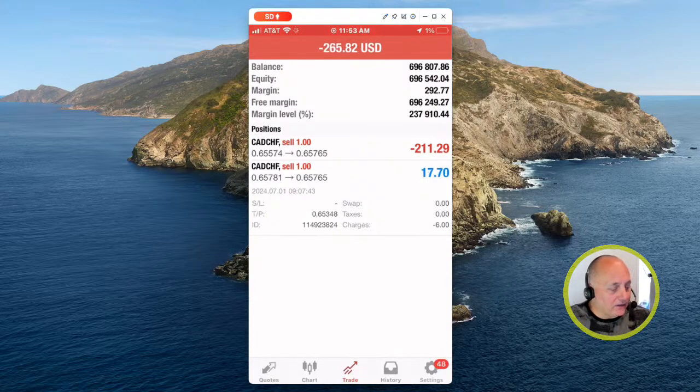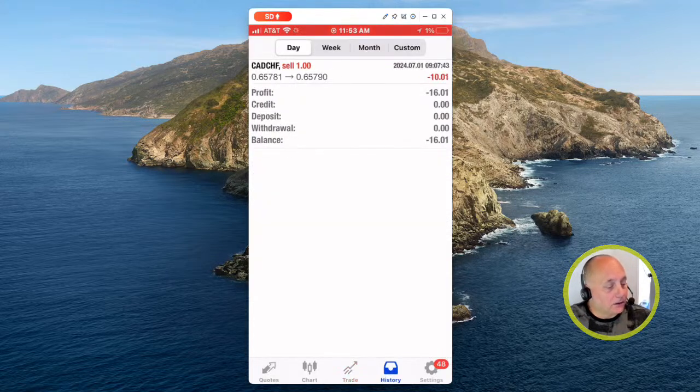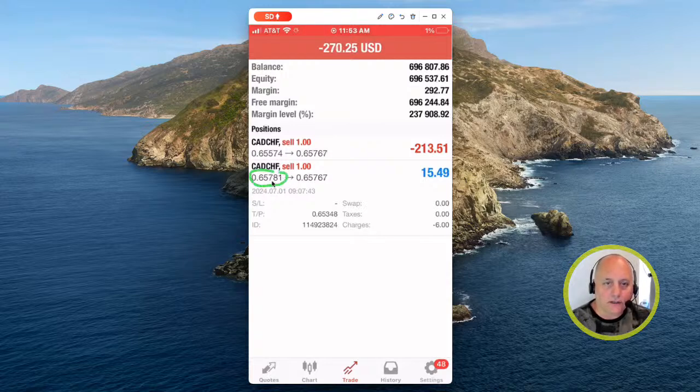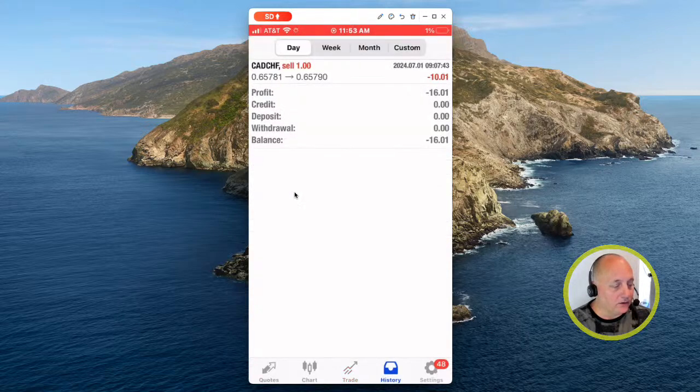In fact, I think you can probably look at it. Yeah, so check this out. I'll just show you, just being transparent. So if you look at the entry price on this, 65781. Okay, on this second CAD Chief, 65781, remember that number. If I go to the history, look at this, 65781. So it's literally a duplicate of that exact same trade.